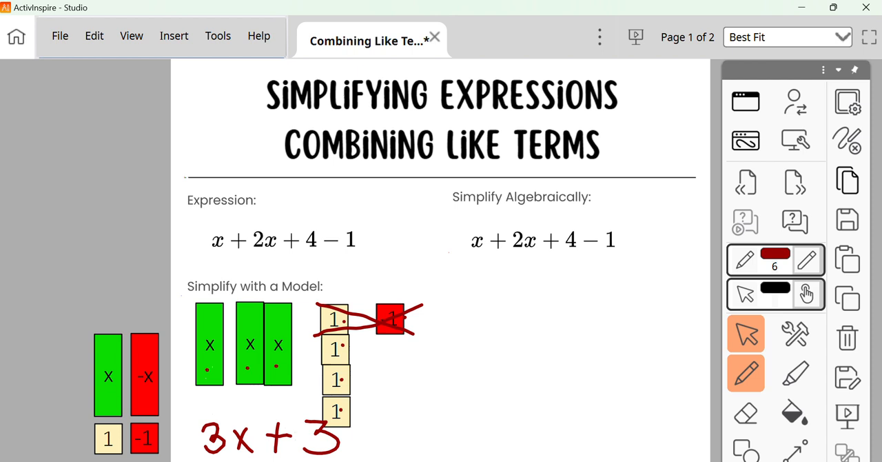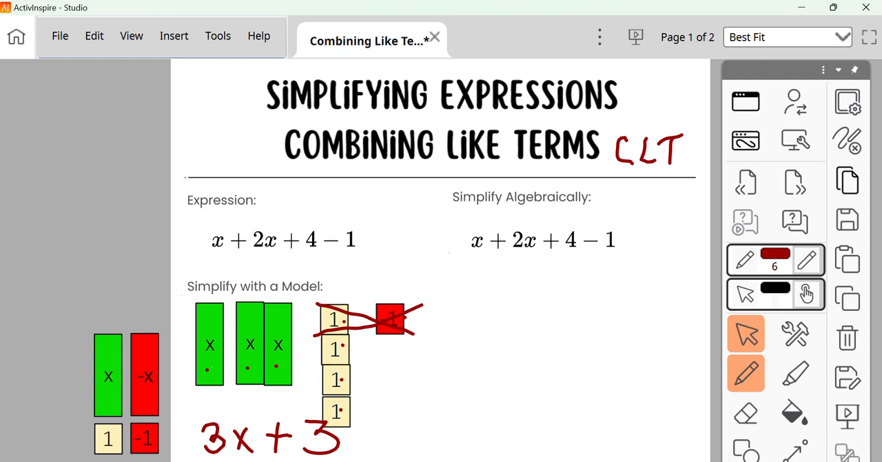But now we're going to show you how we do it algebraically, okay? We have this sample here. It says x plus 2x plus 4 minus 1. When I see something like this, there's no equal sign, there are no parentheses, so I know I am just simplifying, or as we like to call it, combining like terms, which sometimes I will say CLT, so that might be something you want to be used to hearing.